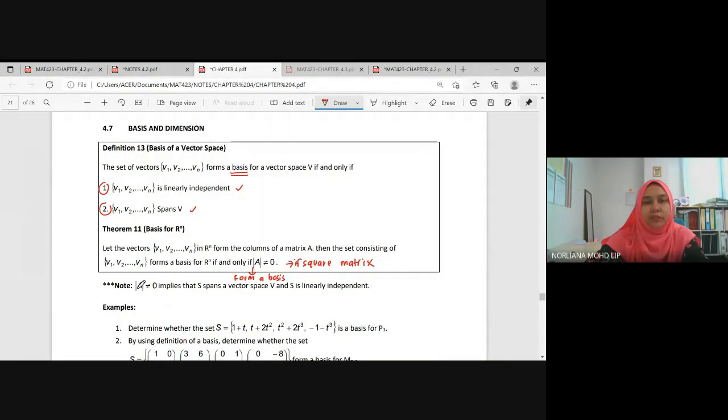Okay, determinant of A is not equal to 0 implies that S spans V and S is linearly independent. That's why the conclusion, S is a basis. Conclusion ya. Therefore, S forms a basis since S spans V and S is linearly independent.